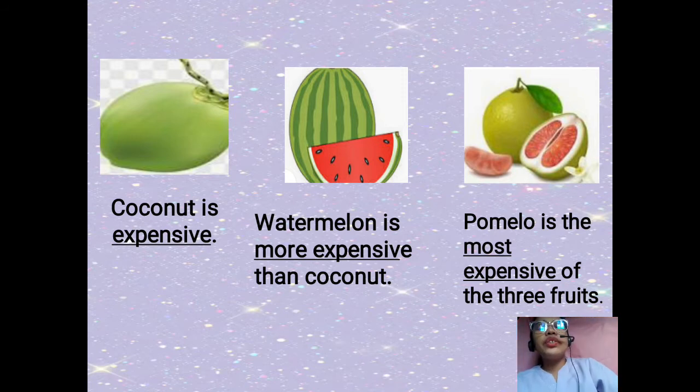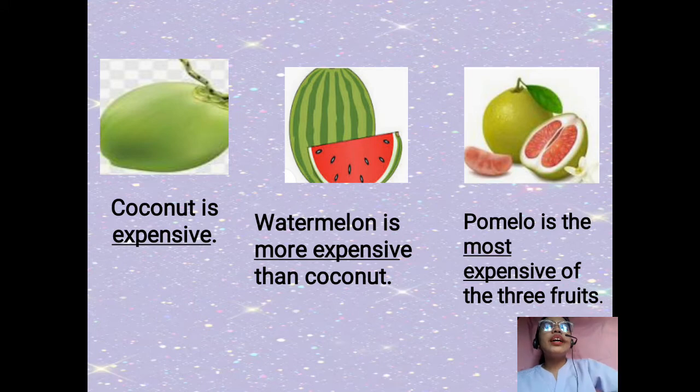Okay, so in the third picture, pomelo is the most expensive of the three fruits. So in this picture, pomelo is compared to all fruits. So it is the most expensive. So we used most to compare one thing to all things. Okay, so let us go back to comparative.